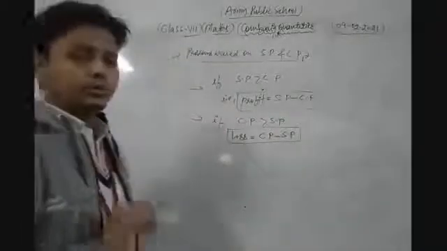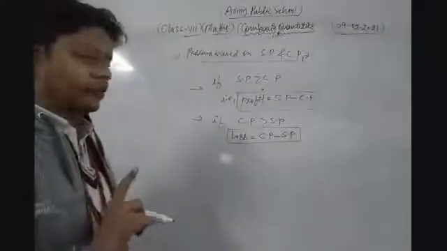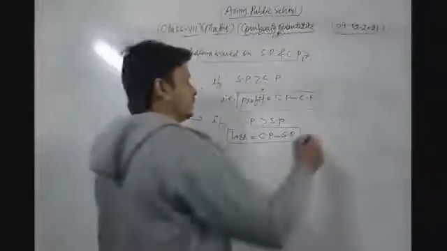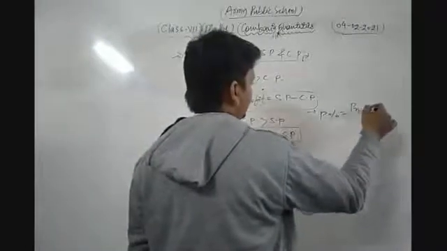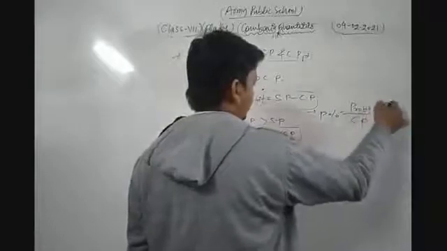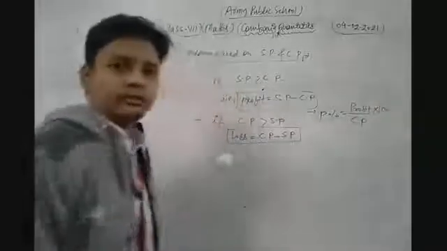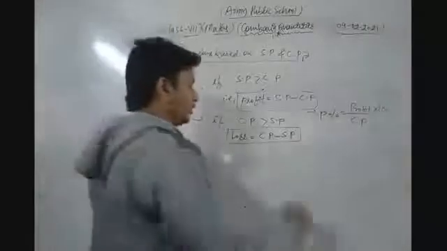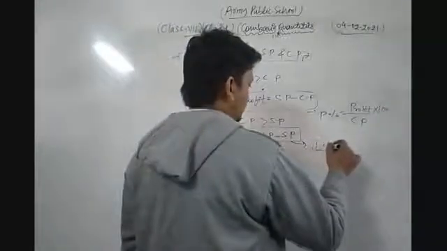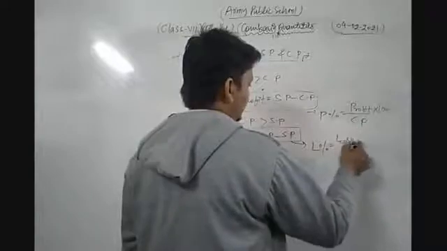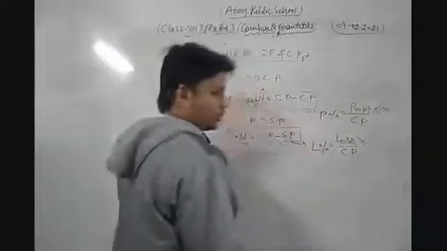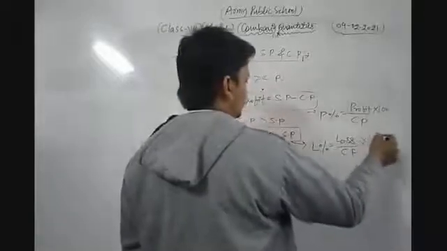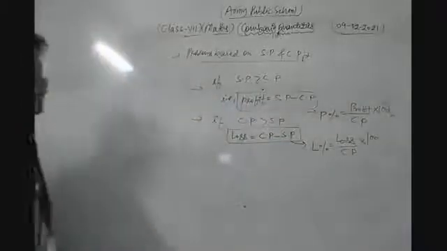Now there are two important formulas related to that. First is profit percent, second is loss percent. The formula for profit percent is profit in numerator, cost price in denominator, into 100. And the formula for loss percent is loss in numerator and cost price in denominator, into 100. There are two important formulas related to that.